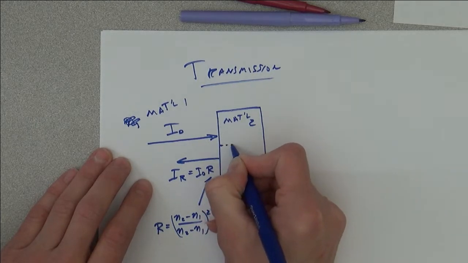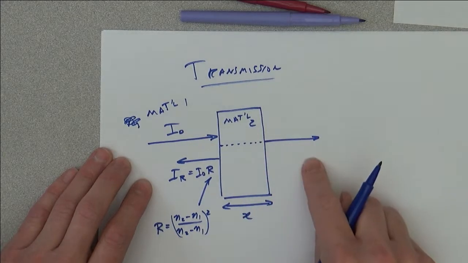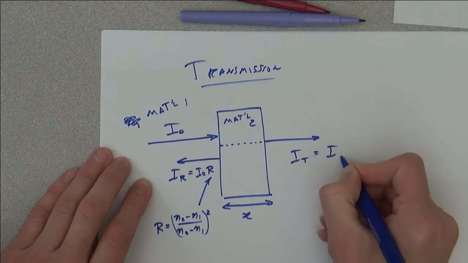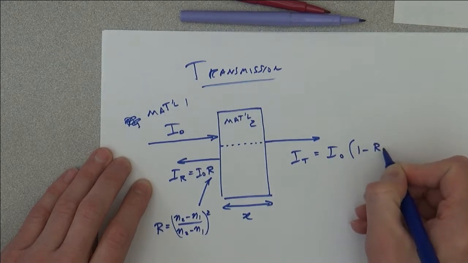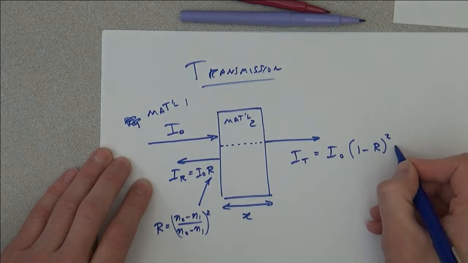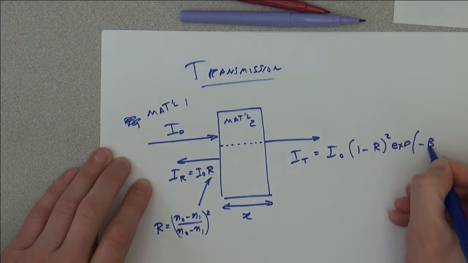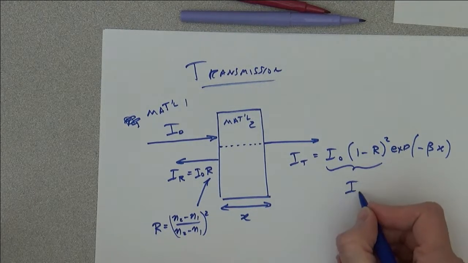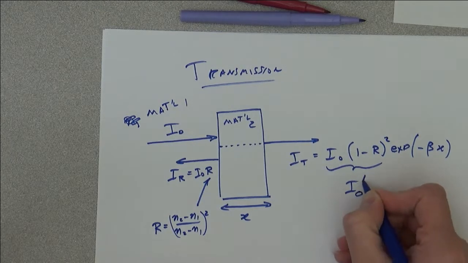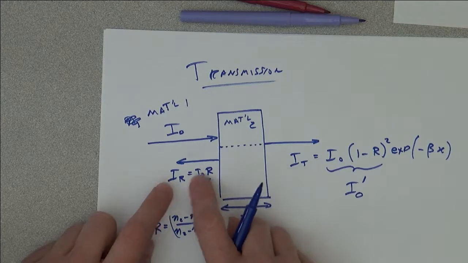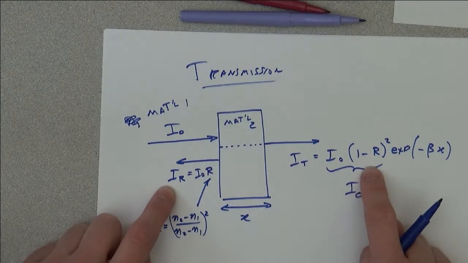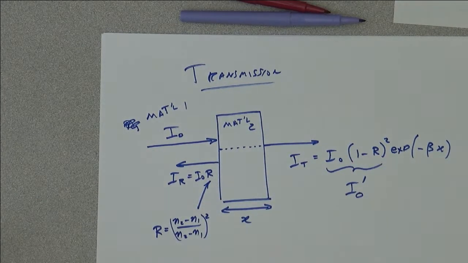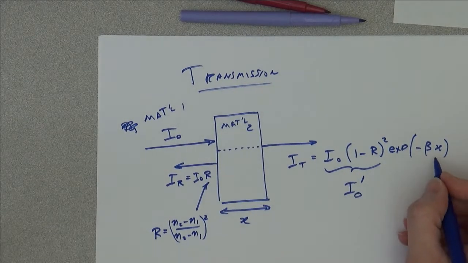and then what comes out is I0 (1 minus R) squared e to the negative beta X. So this was our I0 prime, because we have our I0 and then we subtract the fraction that's reflected, and our absorption coefficient and our thickness.